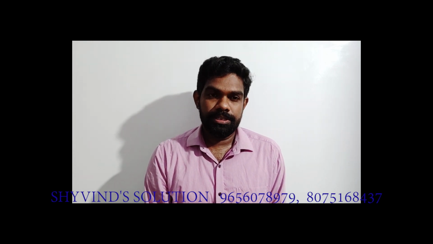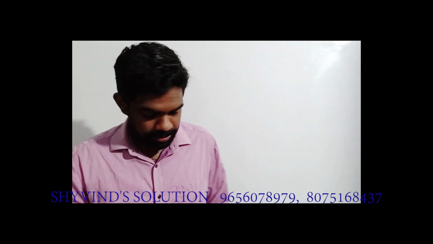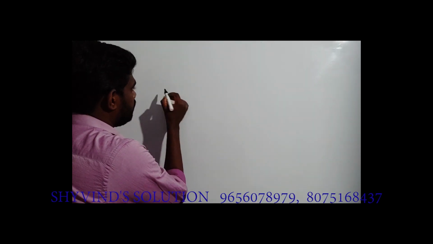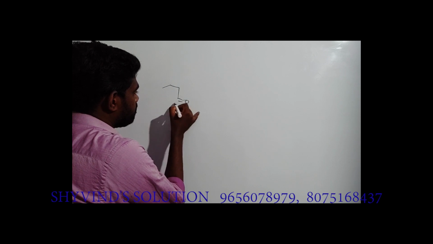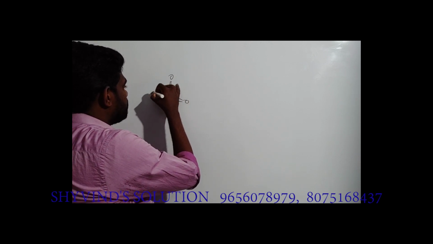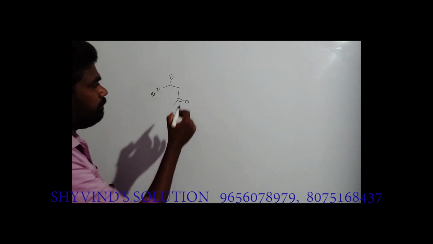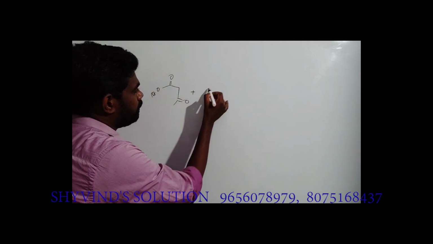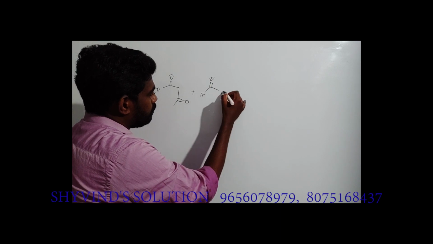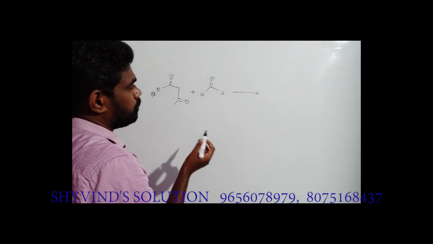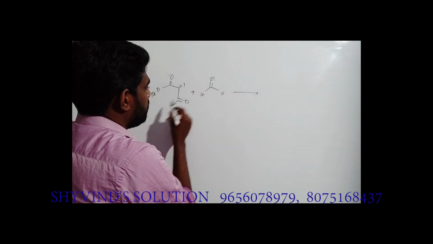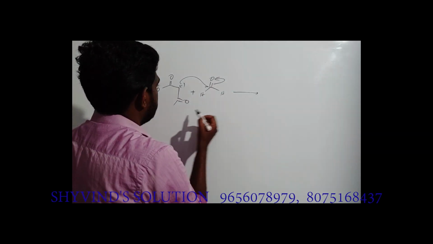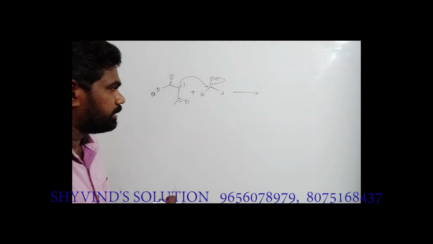what we do is we treat an aldehyde, normally formaldehyde, with a beta ketoester. So two equivalents of beta ketoester. What is meant by a beta ketoester? This is a beta ketoester, and we are treating two equivalents of it with formaldehyde in the presence of a base. First of all, a base will remove this proton, and it will attack here. So the first step is actually an aldol condensation.